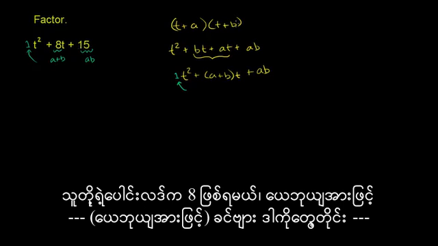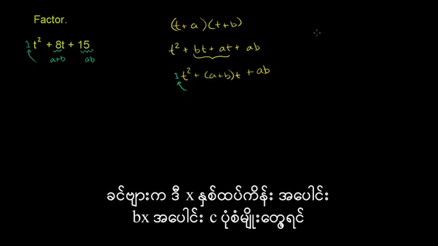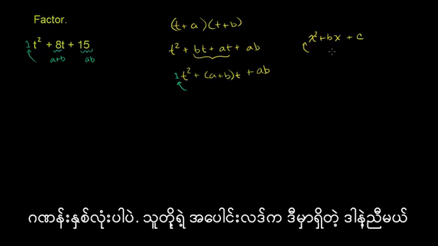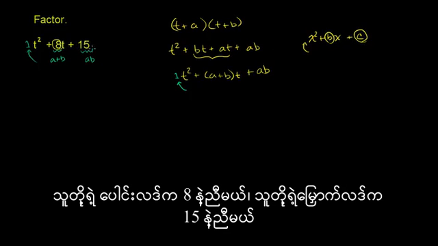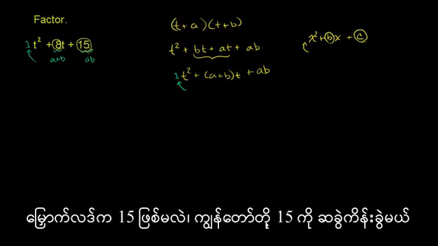In general, I'll write it in the more traditional way with an x variable. If you see anything of the form x squared plus bx plus c, where the coefficient here is 1, then you just have to find two numbers whose sum is equal to this thing right here and whose product is equal to that thing right there. Whose sum is equal to 8 and whose product is equal to 15. So what are two numbers that add up to 8 whose product is 15?